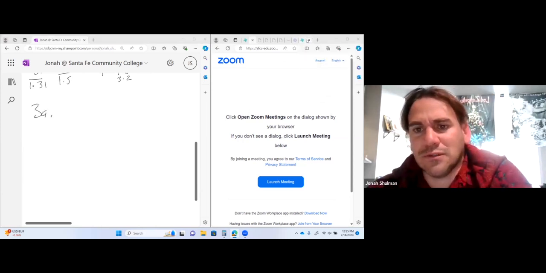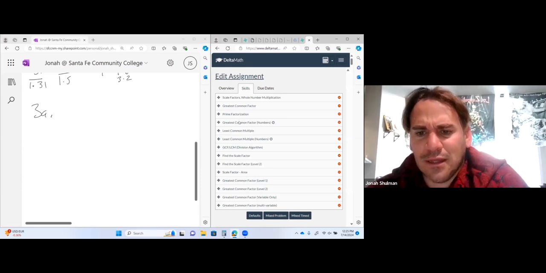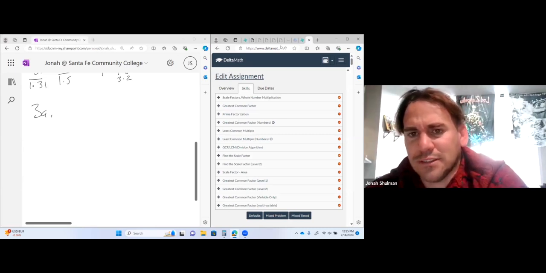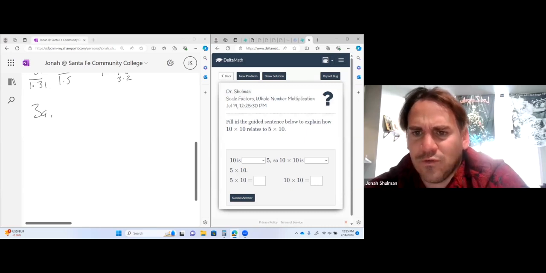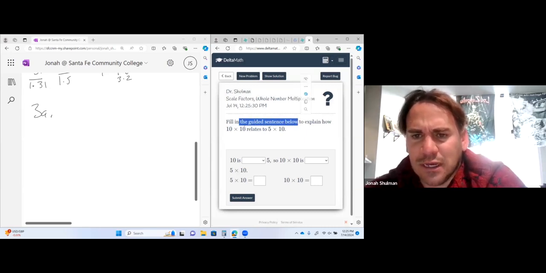I'm going to go into my Delta. Here's 3A. When you see your 3A assessment, you'll see all these, but there's barely any of them, so I tried to find some different ones, but they're really easy. Let's jump into this. Fill in the guided sentence below to explain how 10 by 10 relates to 5 by 10.